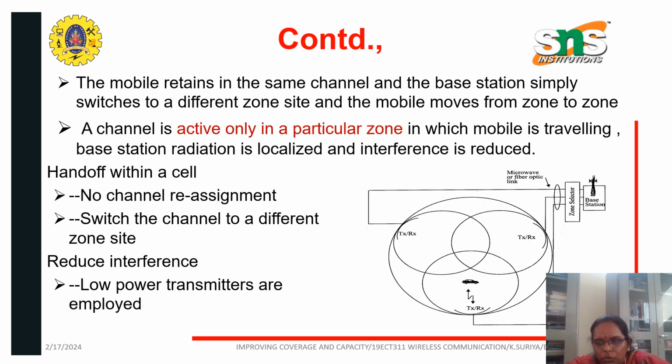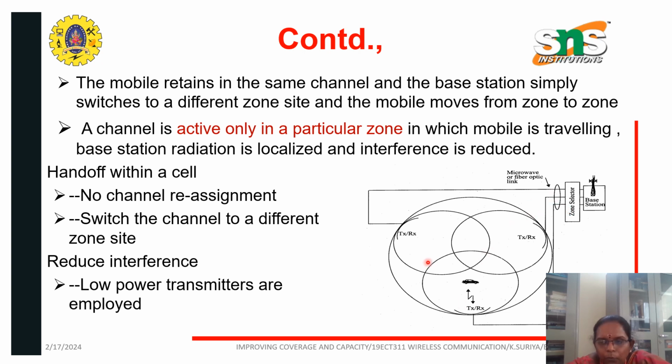So this is a diagram which shows the microcell zone concept. Here a particular cell is split into different zones, and the transmitters are placed at the end of each zone, and all the 3 zones are connected directly to the base station. So here you have only one base station, and the connection from the base station to these zones will be a wired link. It will be a microwave or fiber optic link. A channel will be active only in the particular zone in which the mobile is traveling. The base station radiation is localized and interference is reduced.